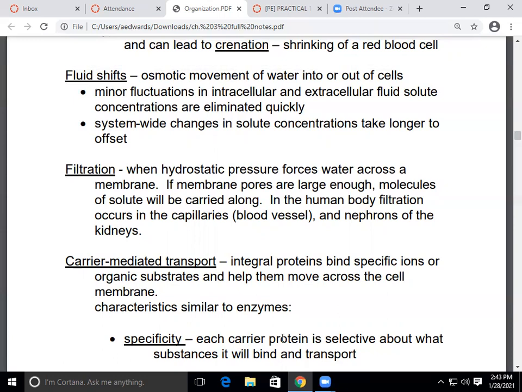So filtration. So filtration just means you have hydrostatic pressure forcing water across the membrane. Okay, so it's basically you're forcing the water to go across. It's not just naturally going across. And if you have large enough membrane pores or holes in the membrane, some solute can get across as well, right? Some molecules can come across.